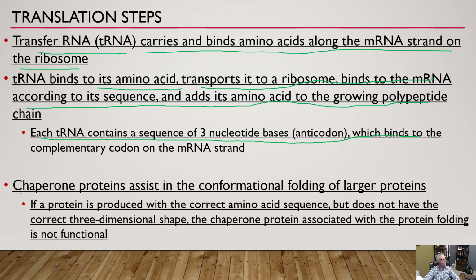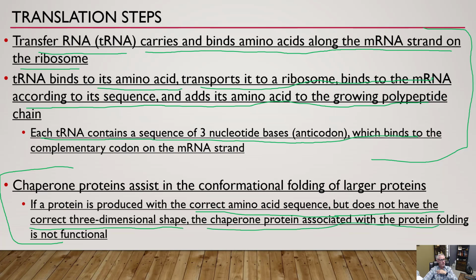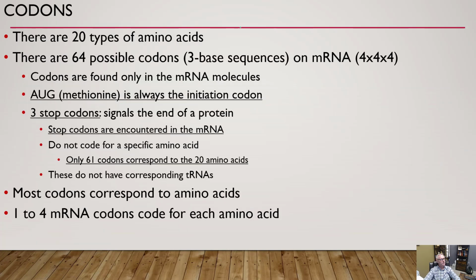And then remember, and I'm just going to say this now. So far right now, I know that this is confusing. We'll get to what this means here in a second. Remember that chaperone proteins assist in that 3-dimensional conformational shape, that tertiary structure of a protein. So if that protein is produced with the correct amino acid sequence, but does not have the correct 3-dimensional shape, then that chaperone protein associated with protein folding is probably not functional. So remember, we have to have functioning chaperone proteins.